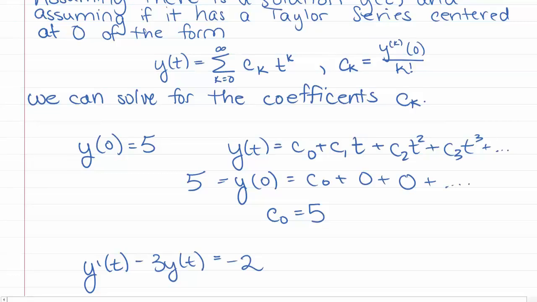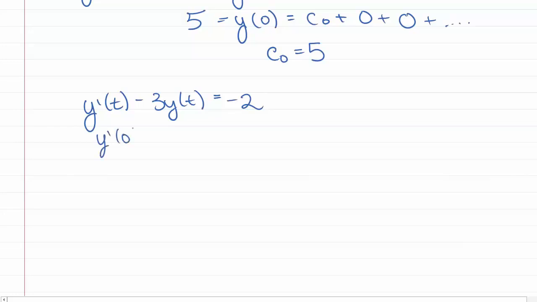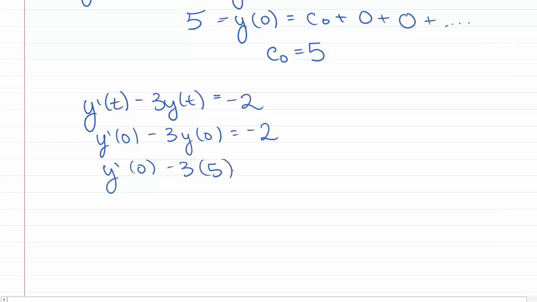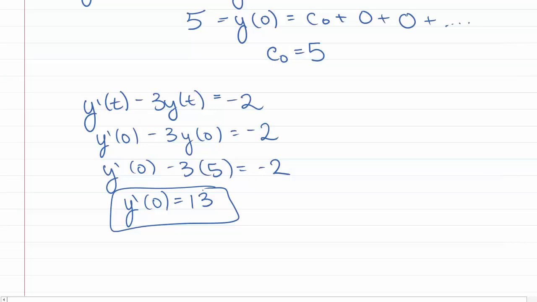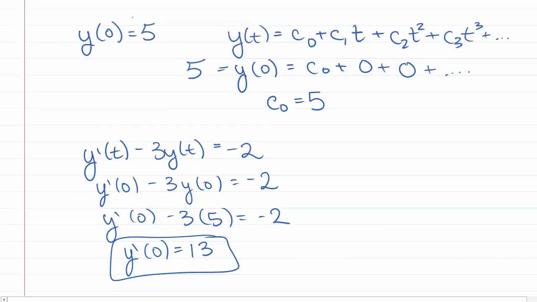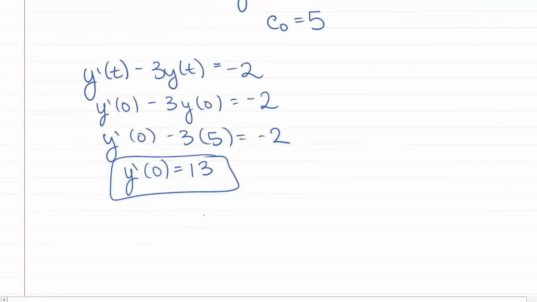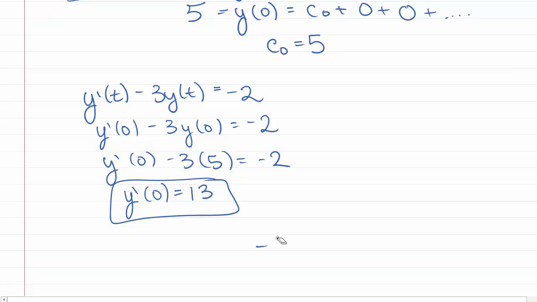Well, that means if we plug 0 into this equation, we get y prime of 0 minus 3 times y of 0 should be negative 2, but we know y of 0, so y prime of 0 minus 3 times 5 should be negative 2. So y prime of 0 is going to equal, we're going to add 15 to the other side, so 13. Okay, so now we know y prime of 0 is 13. But just like when we knew that y of 0 is 5, this is going to allow us to find a coefficient. Now we can take the derivative, y prime of 0, of our power series. Maybe let's write that out one more time.